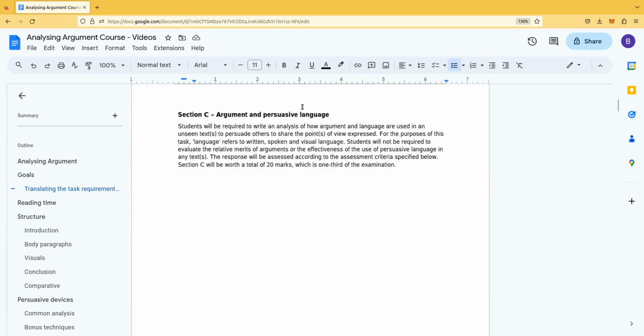Again, you can see the same things in here. So you have to analyze how argument and language are used to persuade others. You have to look at written, spoken, and visual language, so persuasive techniques, images. Ultimately, this is what the VCAR criteria look like. You can see there's elements of argument and language, and how they persuade others. Just focus on those 3 criteria we discussed above.